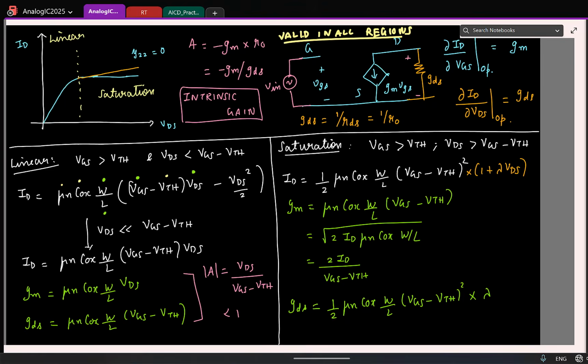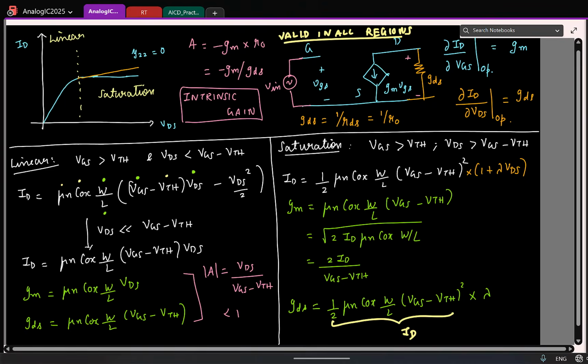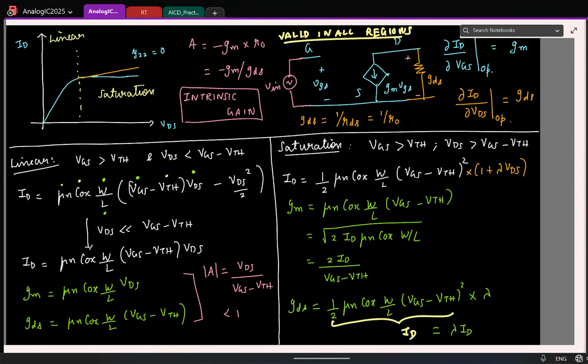Fine. And as I already mentioned, typically the contribution of this term to the current is really small. So for practical purposes, I can say this is my operating point drain current. So I can approximate GDS as lambda times ID. Maybe I'll write it here. This we can approximate as lambda times ID. Is that okay?